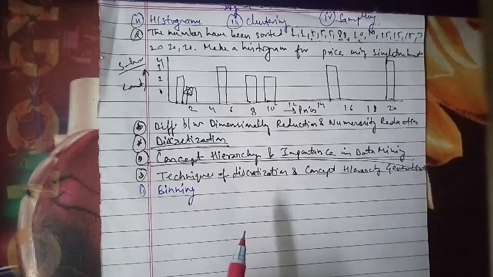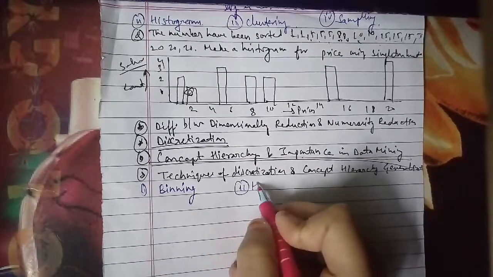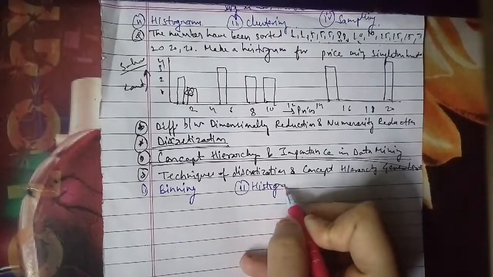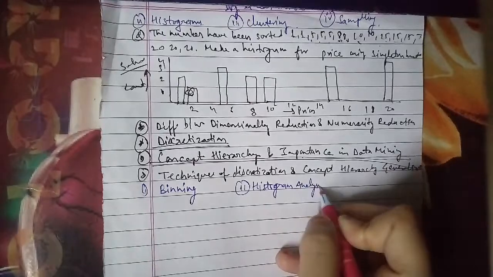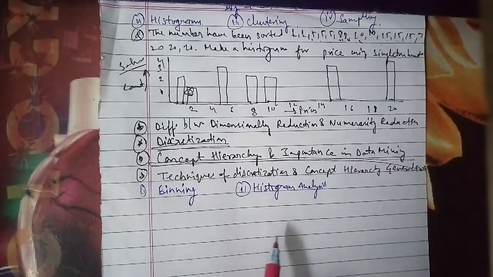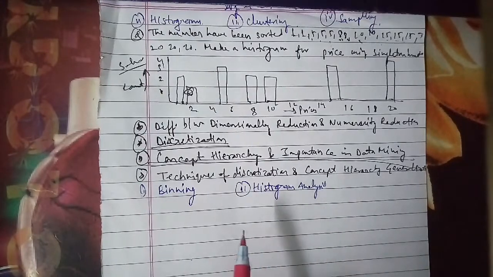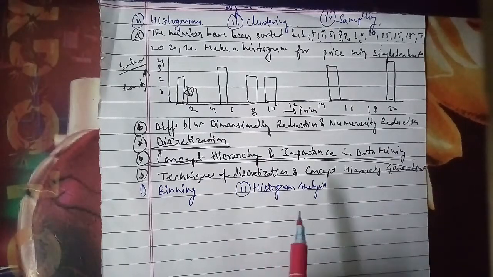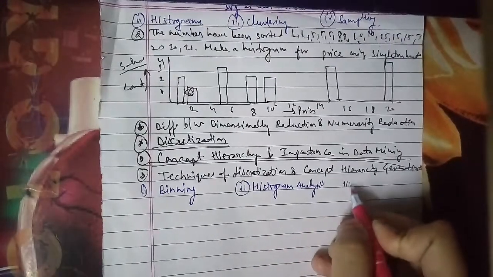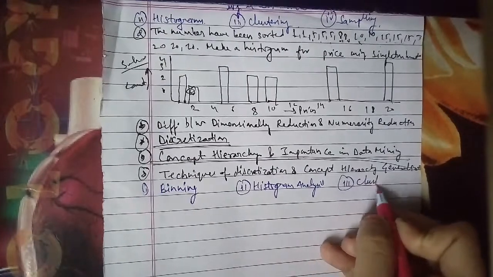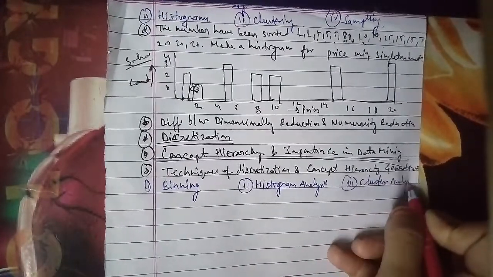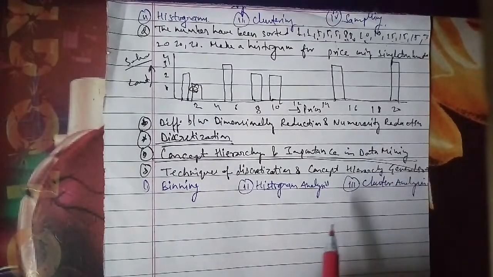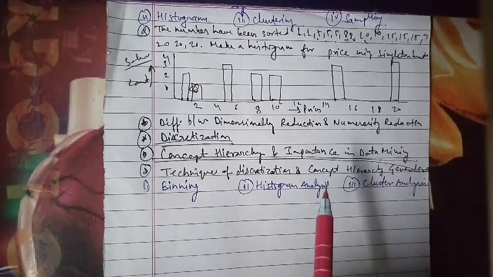So let's go ahead with another one that we have to discuss, the techniques of discretization and concept hierarchy generalization for the categorical data here. So here the categorical data are discrete data with a finite number of discrete values with no ordering among the values, such as geographical locations, item type and job category.